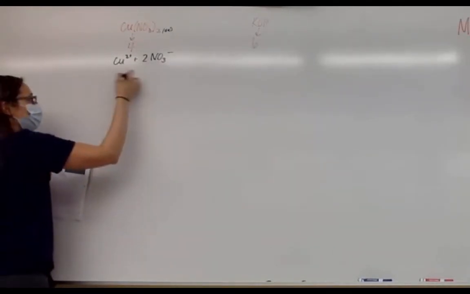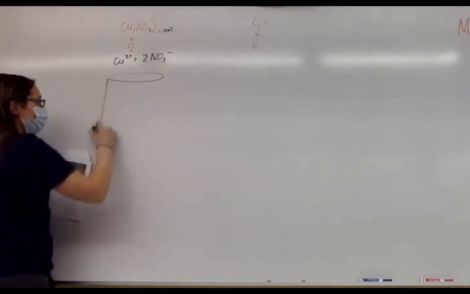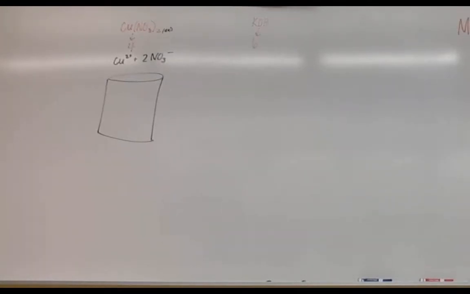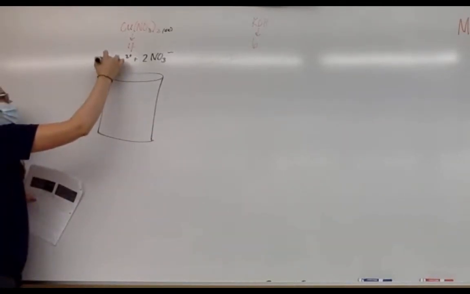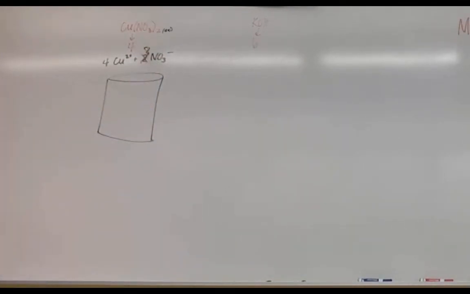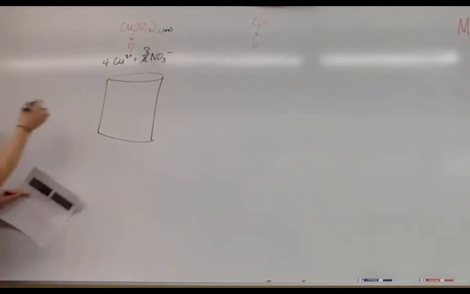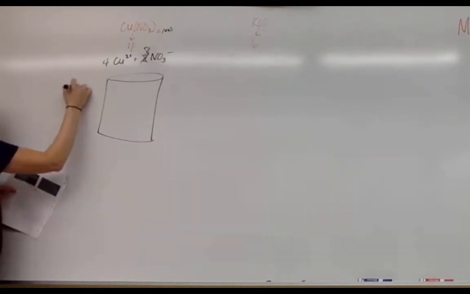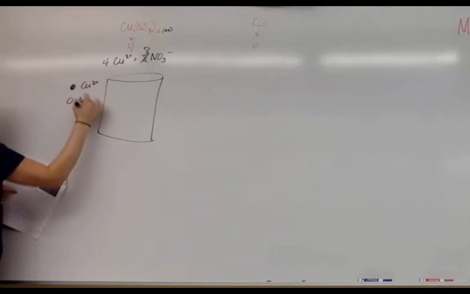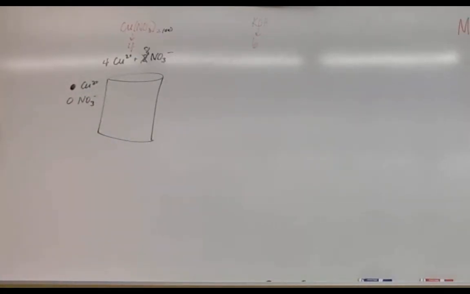So let's make my attempt at a beaker. If I have four Cu(NO3)2, that means I'm going to have four Cu2+ and eight NO3−. Now I'm going to draw a little key over here. I'm going to make a filled-in circle Cu2+ and an open circle NO3−. I'm not worried about the Lewis structure. Right now, what we're focusing on is what happens in solution.